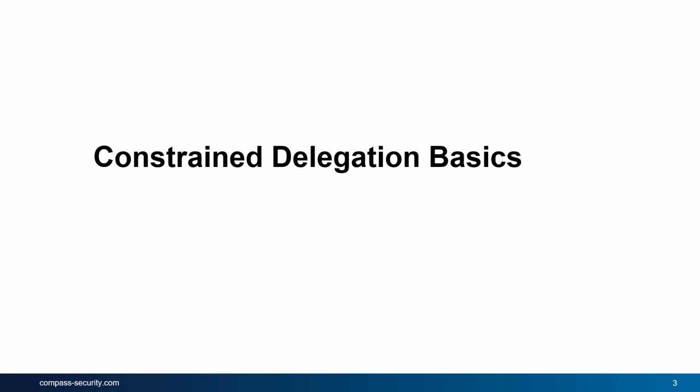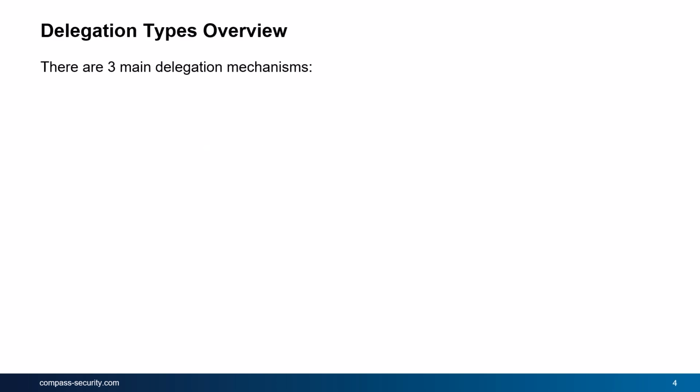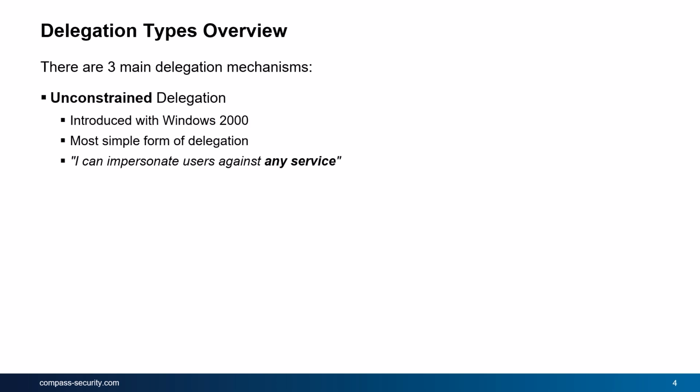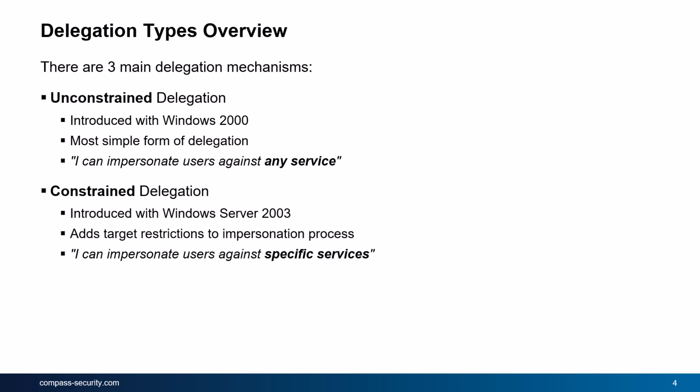So let's start with some basics on constrained delegation. As we've seen in the previous part of these videos, in Kerberos there are basically 3 main delegation mechanisms. We have the unconstrained delegation, which is covered in part 4, which basically just gives a system the right to impersonate users against any other service within your infrastructure. In this part, we're going to look at the constrained delegation, which adds some restrictions to how delegation can be performed. Specifically, it limits what other target services a system can perform the delegation against.